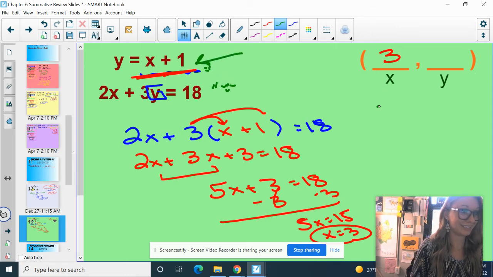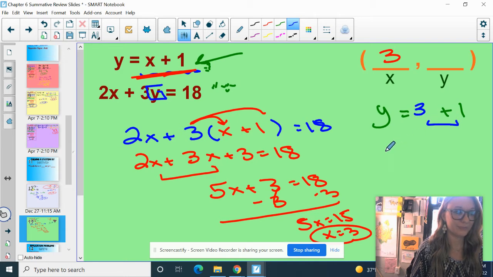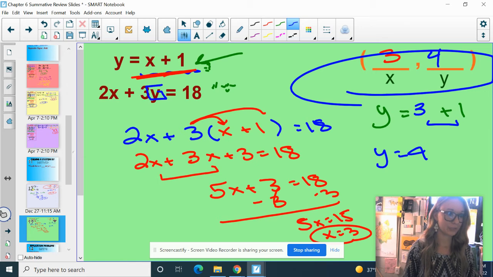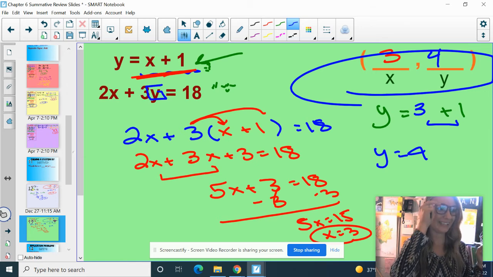Top one. So y equals x plus 1. Okay, take out your x, and you just told me that that was 3. Okay, 3 plus 1 is 4. There's your solution. Very cool, huh?